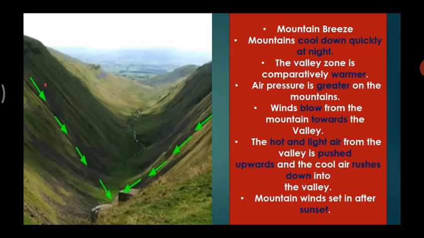So the hot air and light air from the valley will be pushed up and the cool air rushes down, and again there will be a cycle. It's a circular movement of wind, and that's why mountain winds set in after sunset. Remember all these points related to the mountain breeze and the valley breeze. Valley breeze will set in after sunrise and mountain breeze will set in after sunset. Both are always opposite to each other.